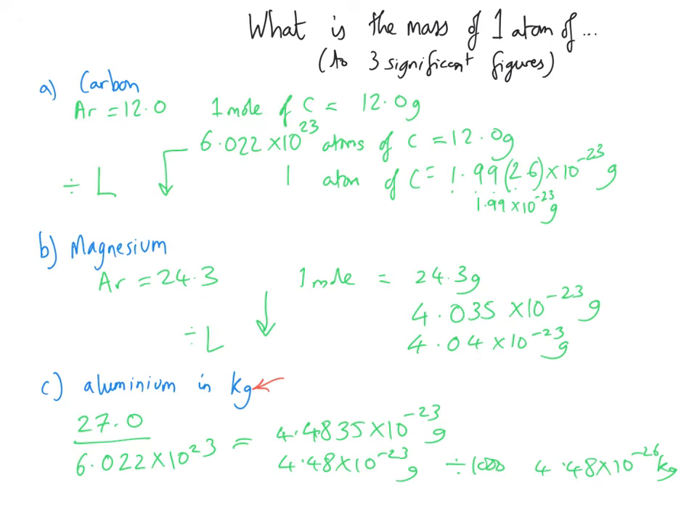And so the mass of 1 atom is the relative atomic mass divided by Avogadro's number. That's how you calculate the mass of 1 atom of anything. Obviously there are other types of question they could ask you about this, but they're all variations on this theme.